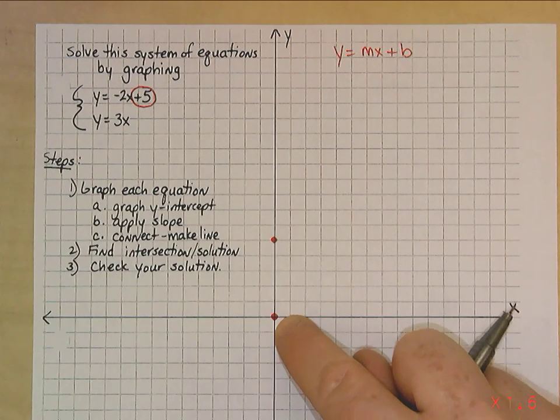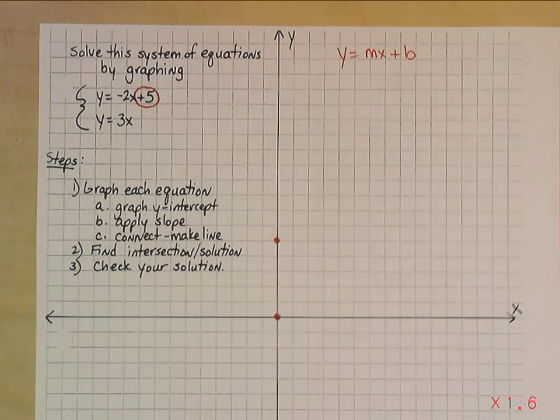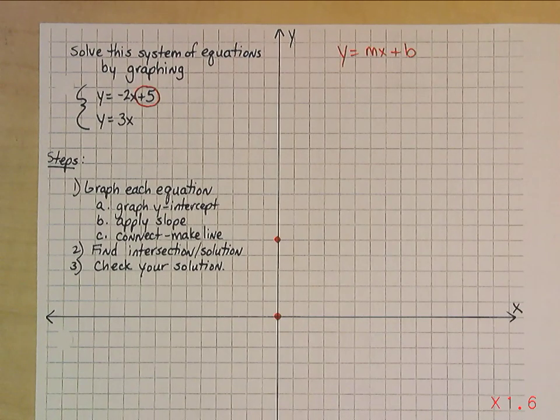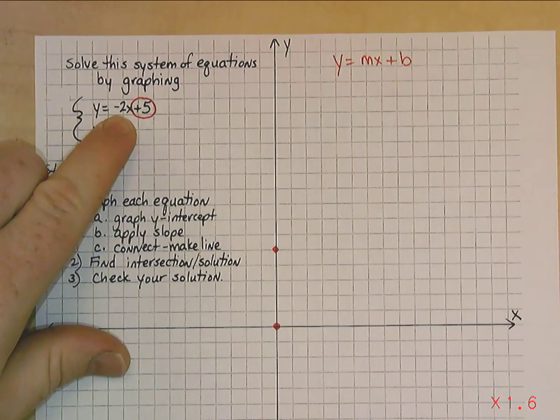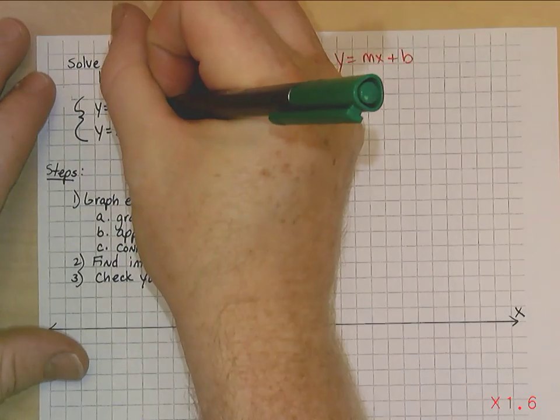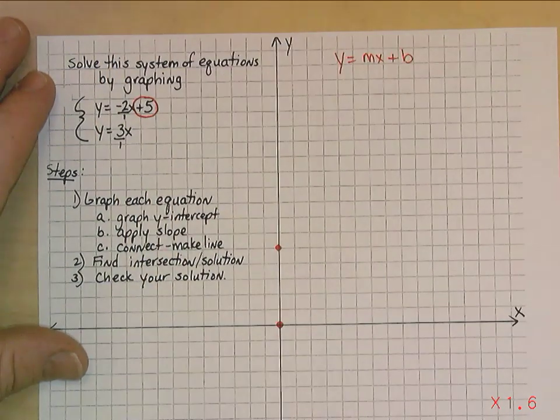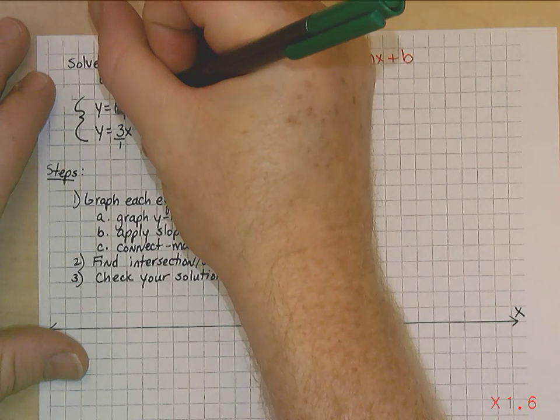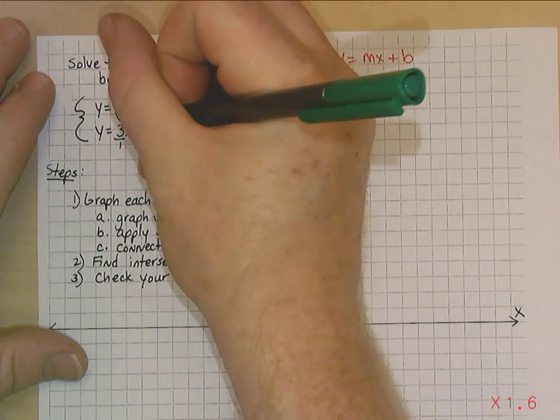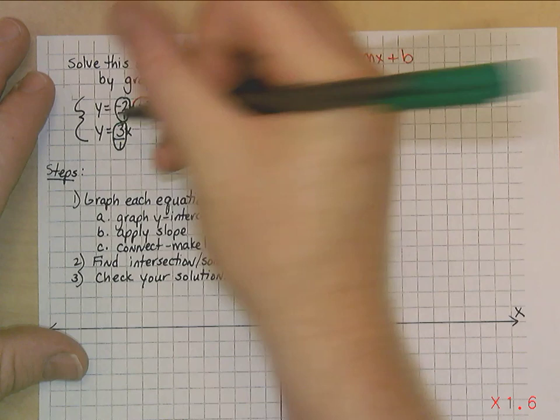Okay, now the second step is to apply the slope. The slope, remember, is rise over run. There is no run. All you see is a rise, right? There's no bottom number, so what we can do is put a 1 underneath it. So it's negative 2 over 1 is our slope, and 3 over 1 is our slope for that one.